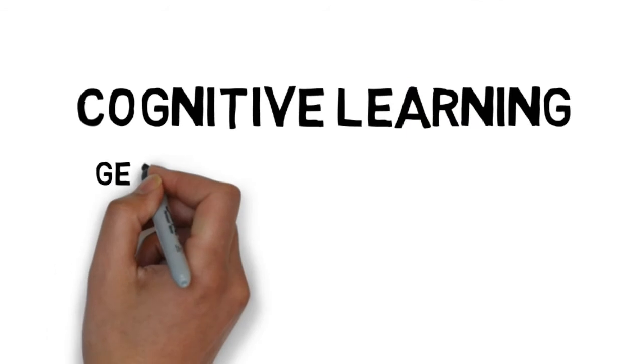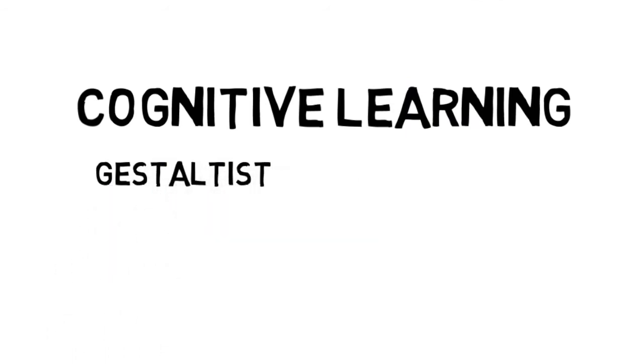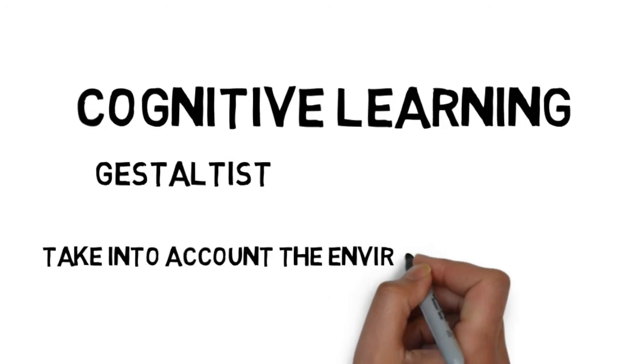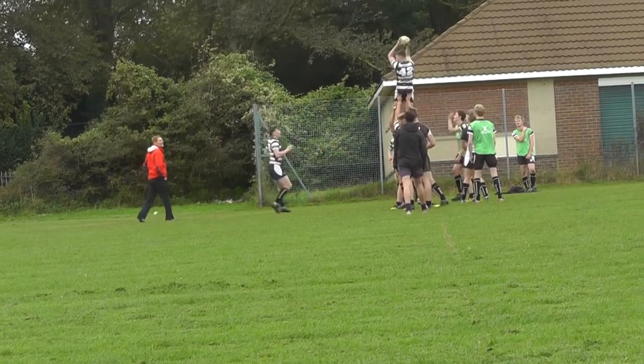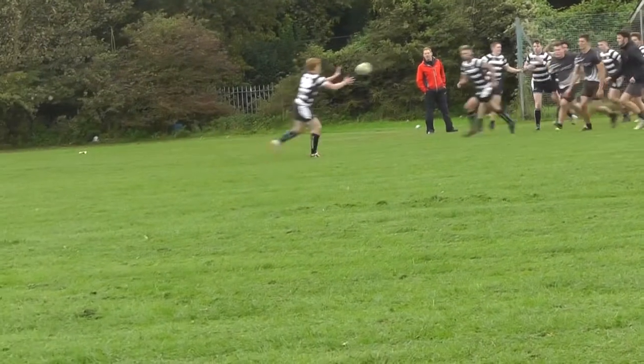Alright, let's move on to cognitive learning then. This has another name, Gestaltist, which in essence means the whole thing. What we're doing there is taking into account the environment. We're thinking about all different situations, and we're giving the player the opportunity to explore those in different types of practices. The best way to do that is to have a look at this in a live practice video setting.